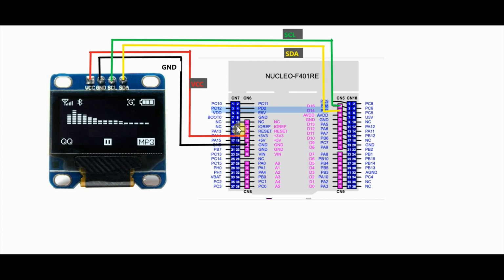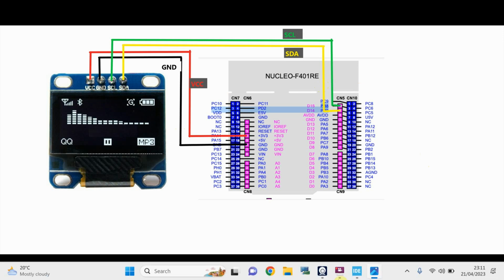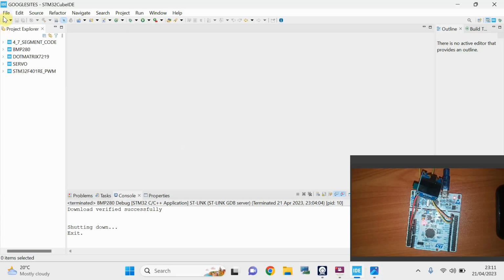We have two lines, the serial clock and the serial data. So for the SCL, will be connected to PB8, and SDA will be connected to PB9, which corresponds to I2C1 in STM32. And again, obviously you have to connect the VCC and ground. So let's go to our STM32 Cube IDE and develop our project.